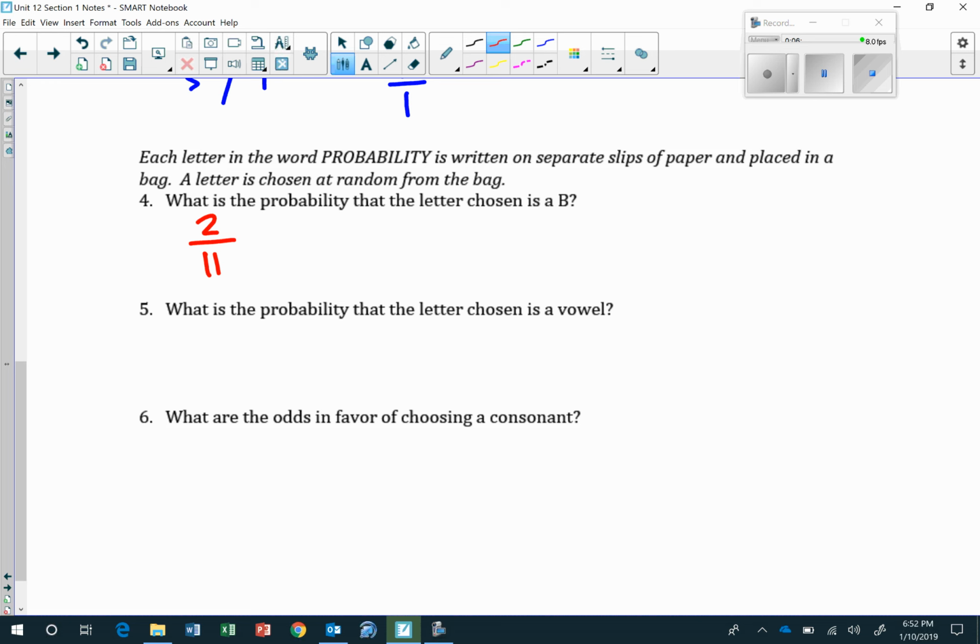For number 5, it says, what is the probability that the letter chosen is a vowel? So I have 4 vowels, and again, I still have 11 total letters, so that's going to be on the bottom. And the last one says, what are the odds in favor of choosing a consonant? So odds in favor means the ones I want will be on top. We just said that there were 4 vowels, which means there are 7 consonants over the 4 vowels that I don't want. Again, that's odds in favor, so I put the number of ones I want on the top, the ones I don't want on the bottom.